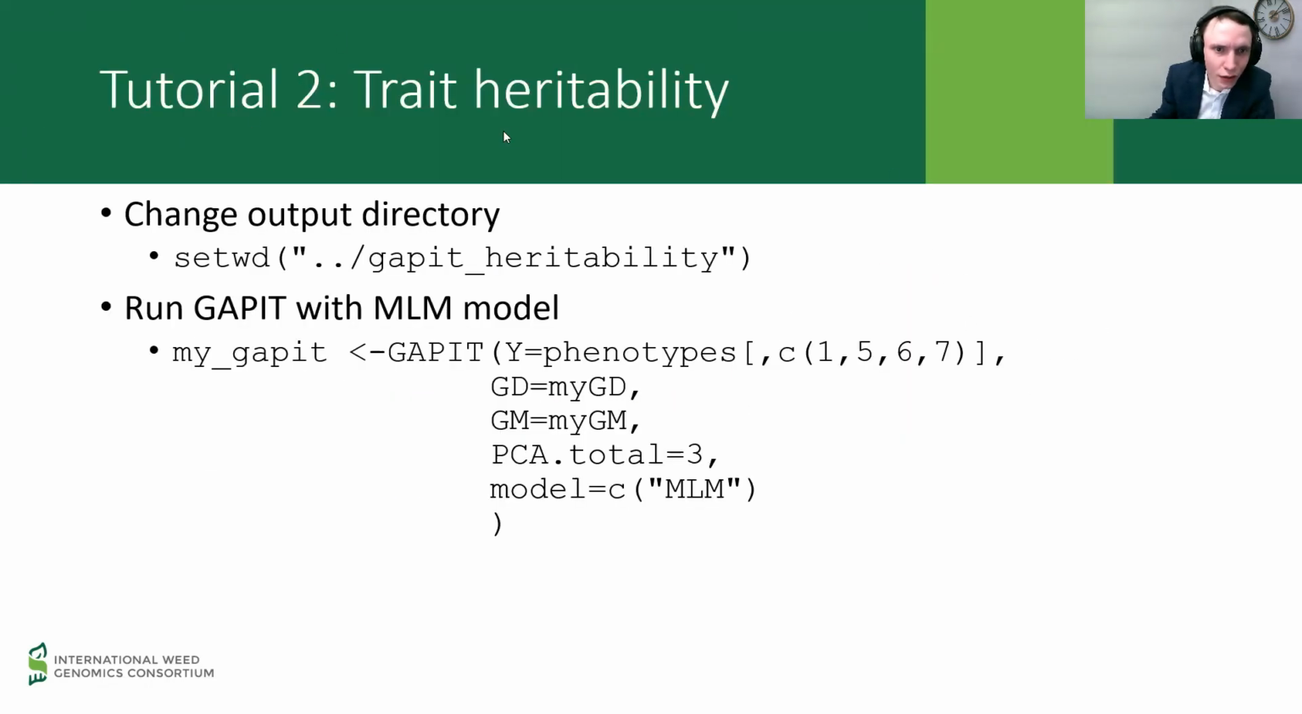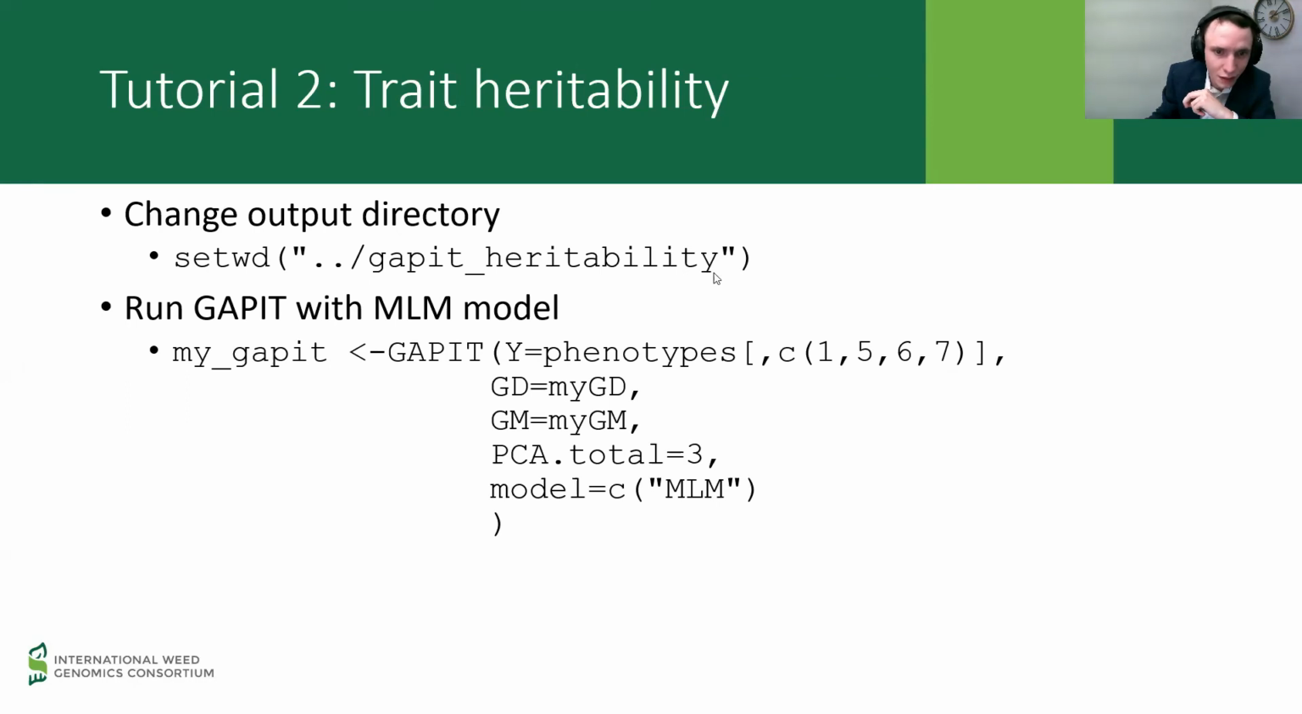Second tutorial, looking at trait heritability. This is something you don't really have much ability to fix. Heritability of a trait is dependent on the population and the phenotype that you are measuring. Sometimes we're interested in low heritability traits, sometimes in higher heritability traits. In general, the higher the heritability, the fewer samples you need and the easier it is to detect associations. And that's demonstrated here in tutorial 2.